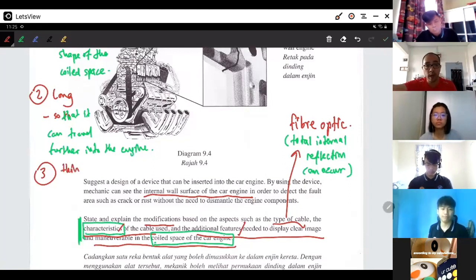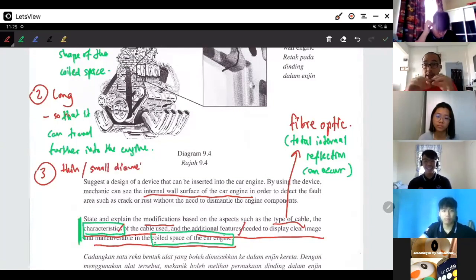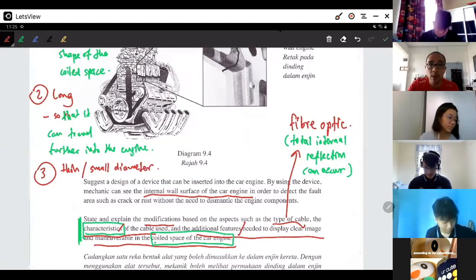Obviously, you want a thin wire. Thin wire usually is associated with small diameter lah. Okay, thin wire, small diameter. Kalau kamu mau cakap cross sectional area small also boleh.